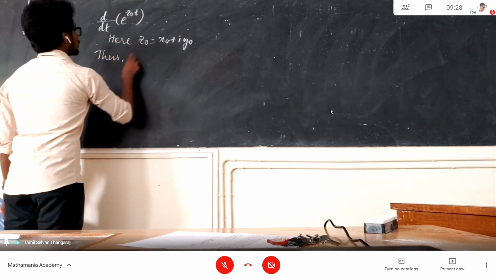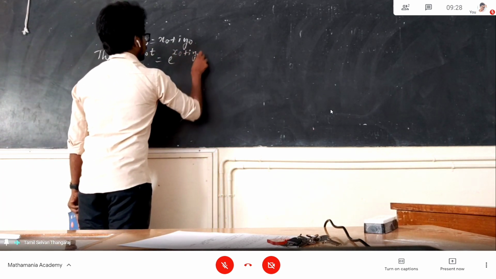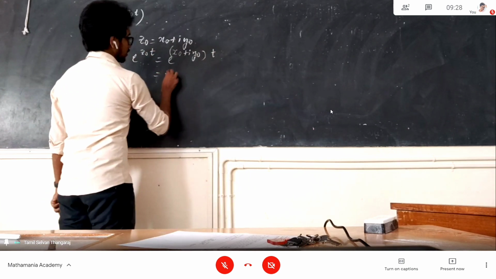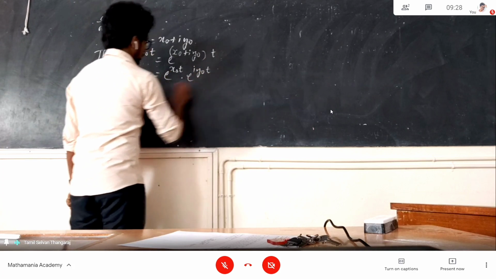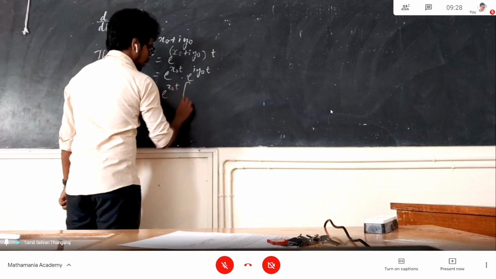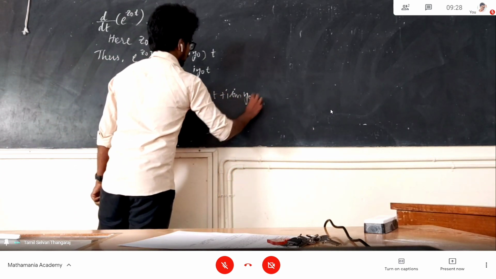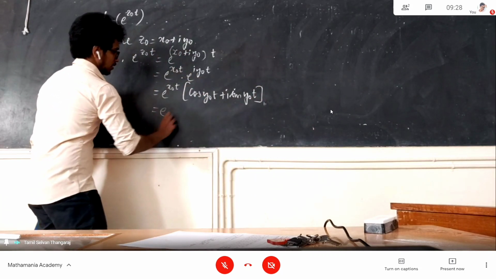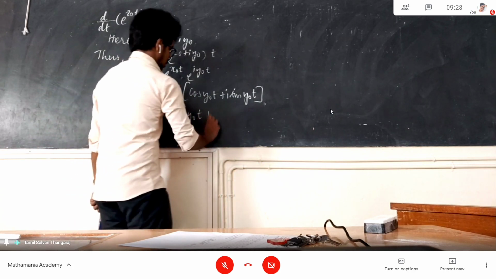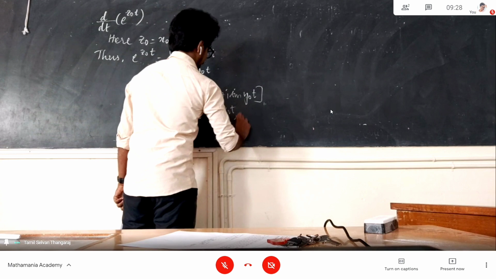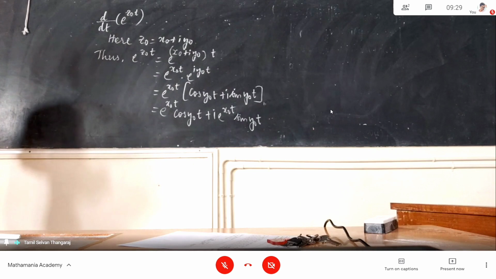Therefore, e to the power z naught t is e to the power x naught plus iota times y naught t. This is e to the power x naught t multiplied with e to the power iota y naught t, and this becomes e to the power x naught t times cos y naught t plus iota times sine y naught t. So when you split this into real and imaginary parts, this is what you are about to get.